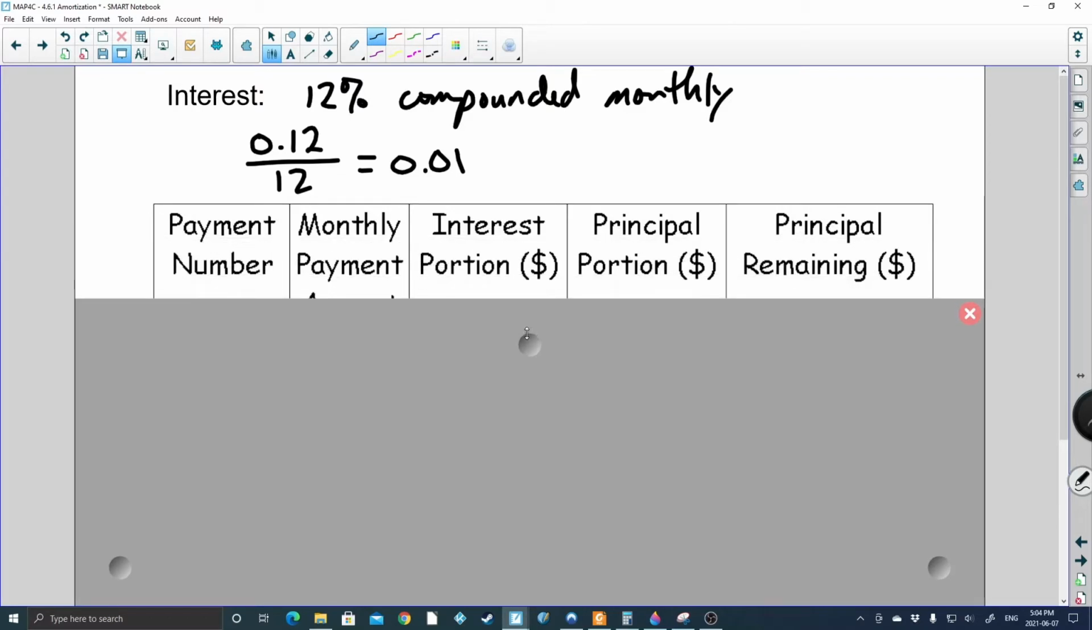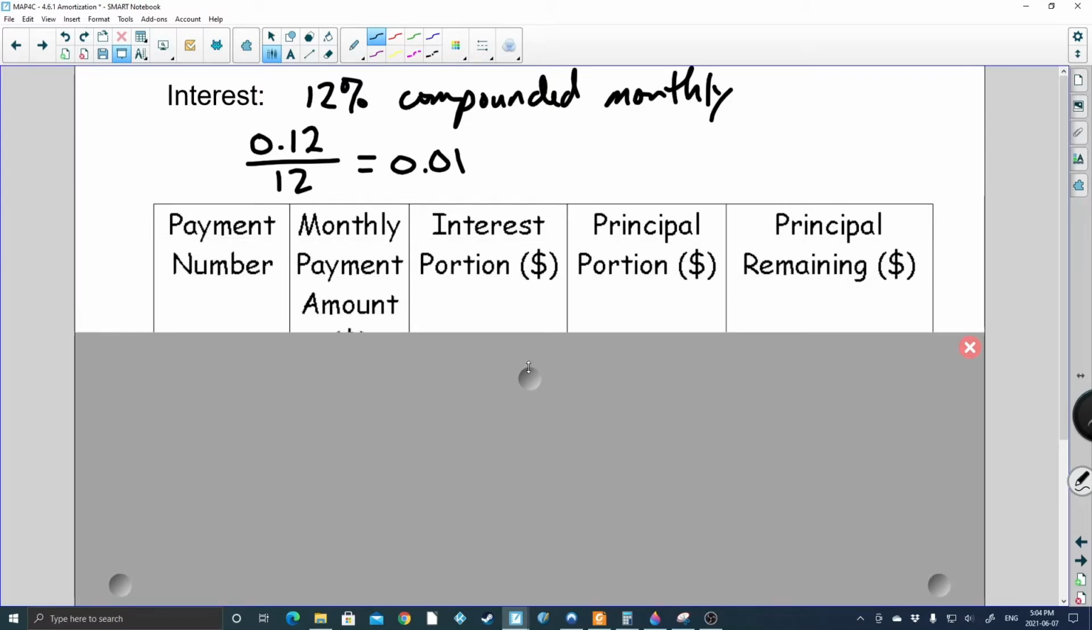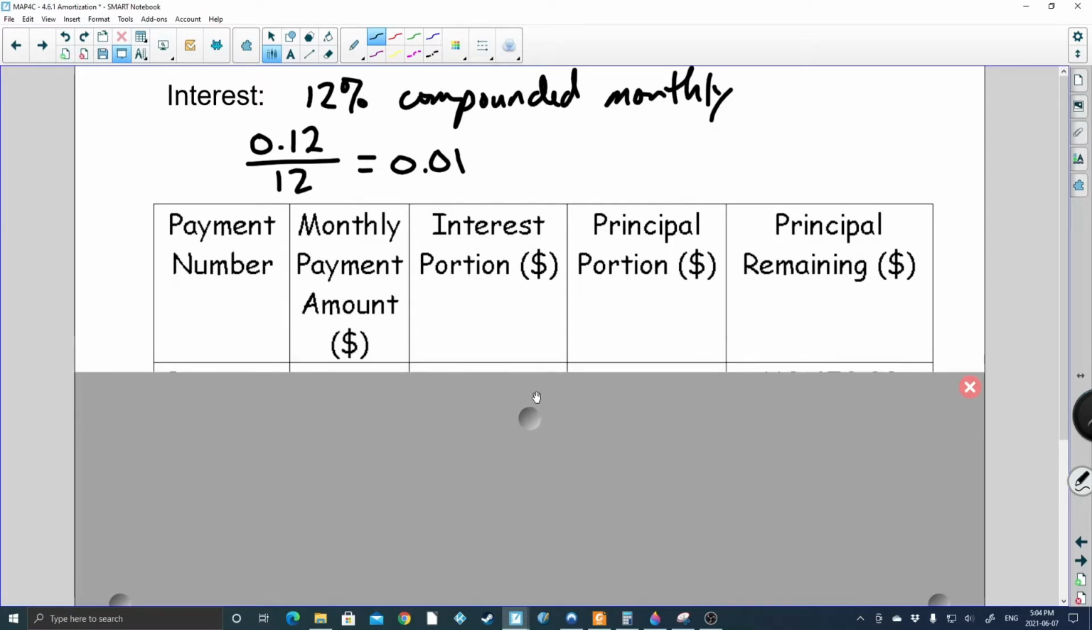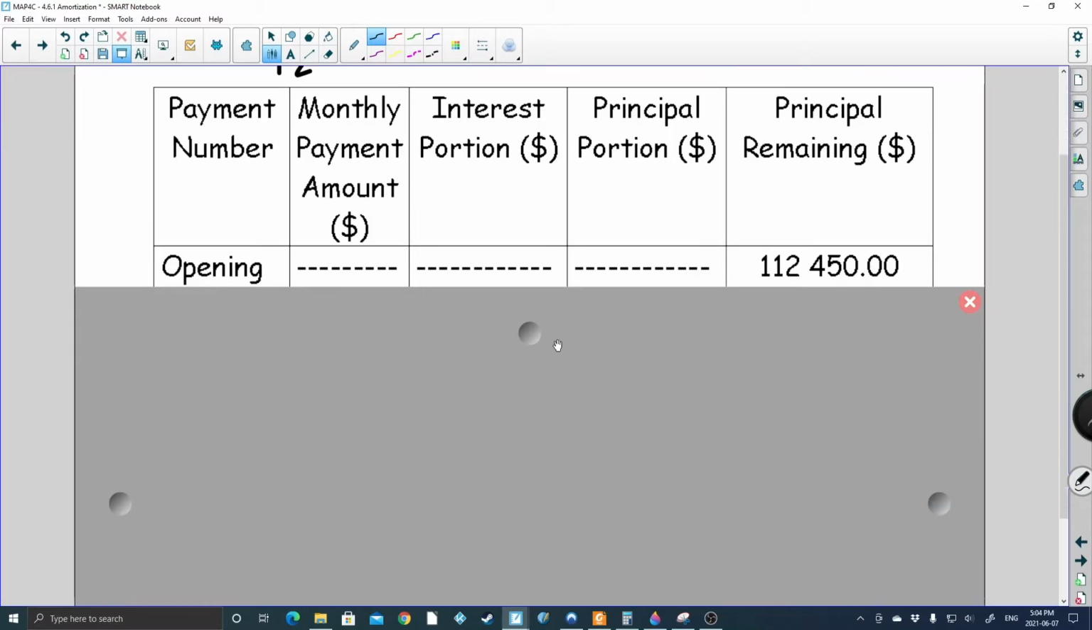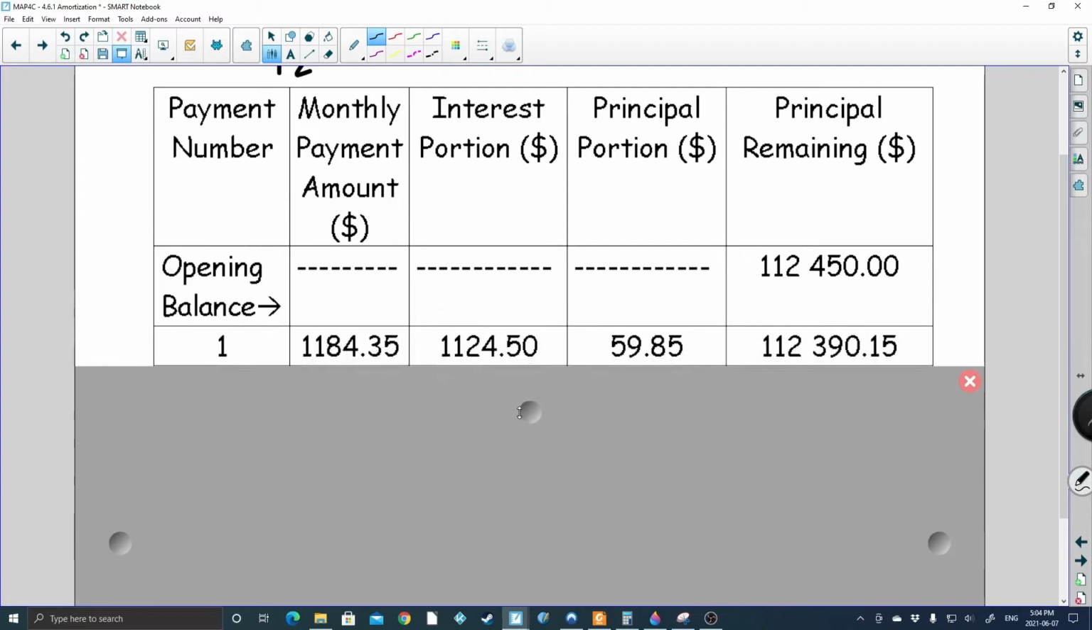So here's how the table is set up. We have these 5 different columns where we're going to have the payment number in the first column, the monthly amount in the second, the interest portion in the third, the principal portion in the fourth, and then the principal remaining in the fifth. And right now, because we are just starting off paying this mortgage, all we have is how much money we owe, which is $112,450. So here's what the first row would look like.